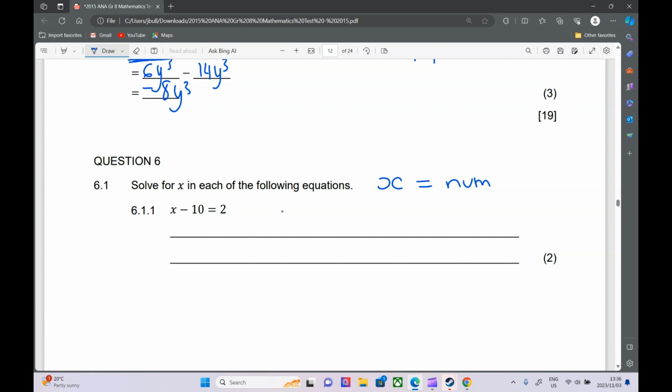So in this one, pretty straightforward. All we need to do is get rid of this 10 so we can take that across. Okay, we were minusing 10. If we take it across, that means we're going to add 10 on the other side. Okay, so we're going to end up with x is equal to 2 plus 10. So you always take it across and do the opposite. So then x is going to be equal to 12.